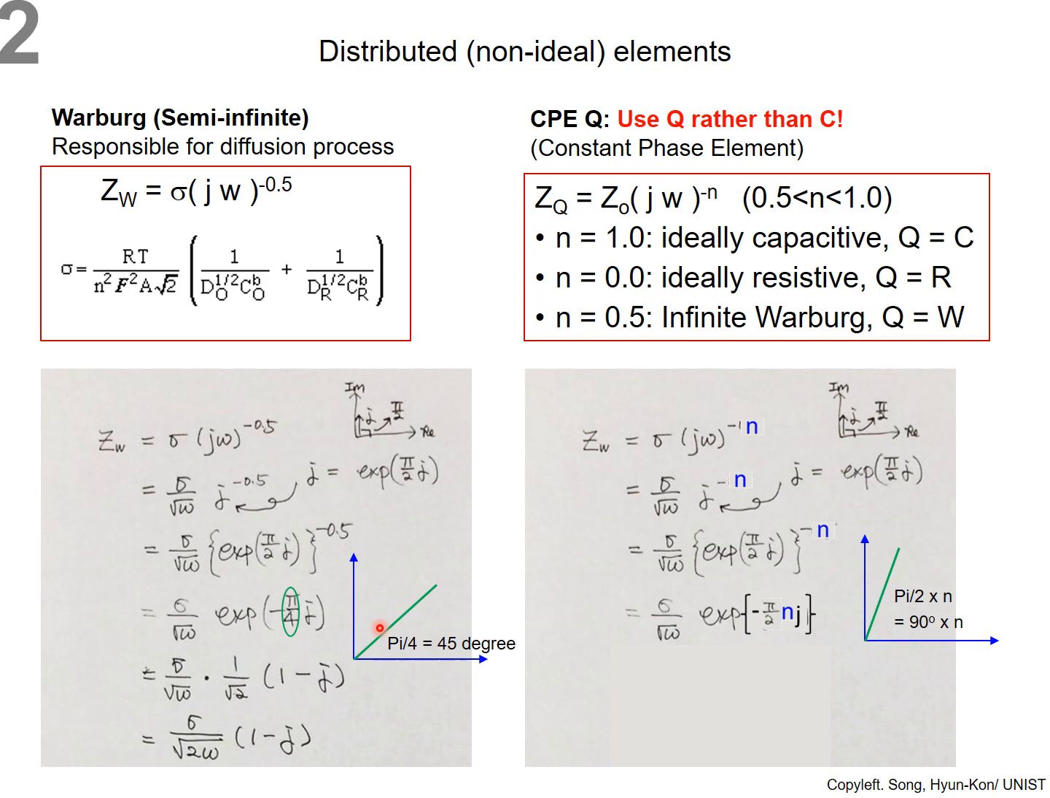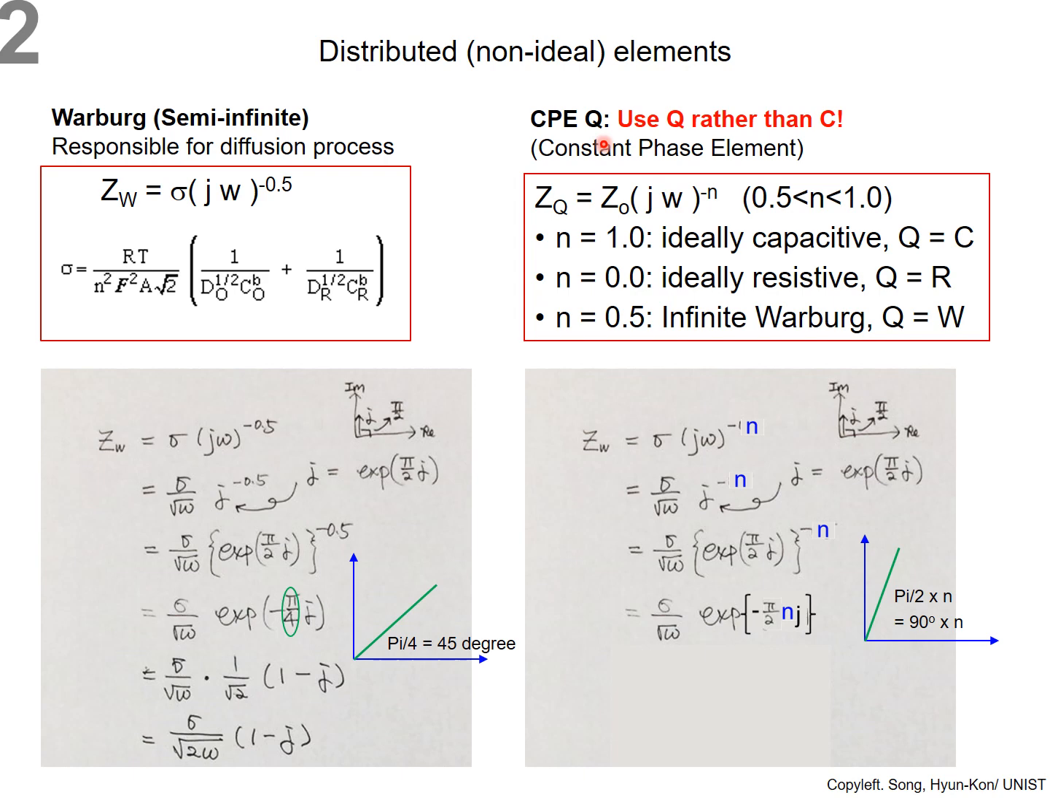So we have a difference between capacitive charging and the diffusion process by using the phase angle. That is the Warburg impedance. Again, sigma (j omega) to the power of minus 0.5. Then here is the fourth circuit element, which is a non-ideal one. That is called the constant phase element, or CPE.